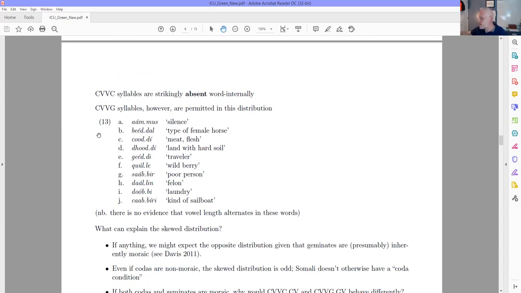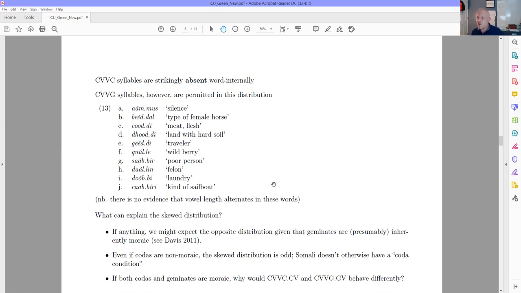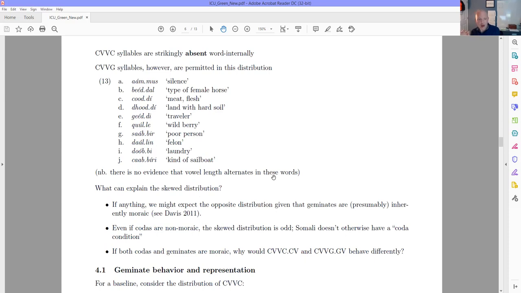So this is where things really need some explanation here. So what can explain this type of skewed distribution? If anything, we might actually expect the opposite distribution, given that geminates are presumably inherently moraic. Even if codas are not moraic, this distribution is odd, right? Somali doesn't otherwise have a type of coda condition. The third possibility, if both codas and geminates are moraic, this definitely raises a question as to why these CVVC with a singleton would be in a different distribution than those with a geminate.